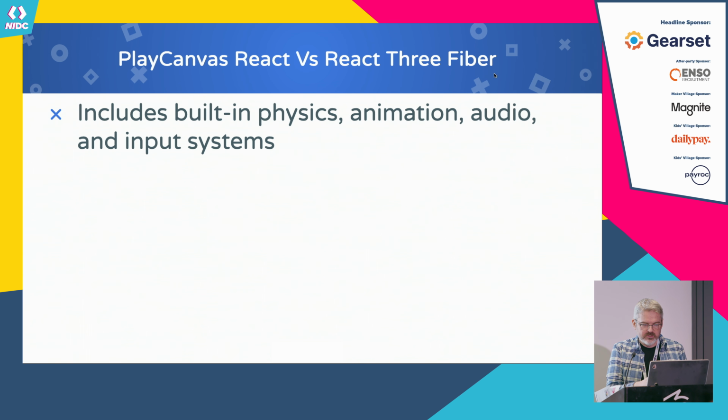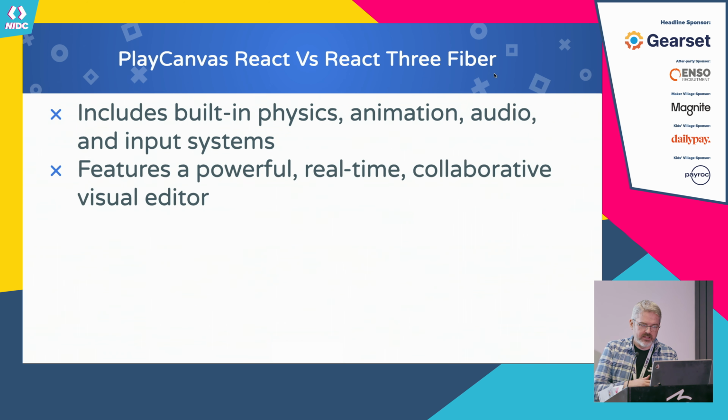PlayCanvas includes built-in physics, which React 3 Fiber doesn't have, as well as animation, audio, and input systems. It features a powerful real-time collaborative visual editor. So you can create stuff in the code based in React, but as I showed you before, it also has an interface editor that you can use to collaborate with other people at the exact same time.